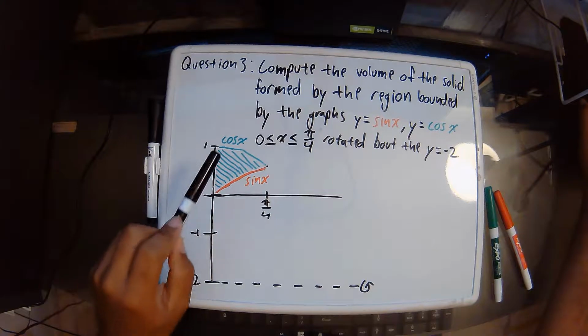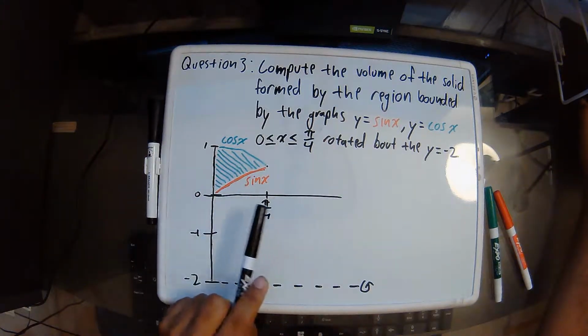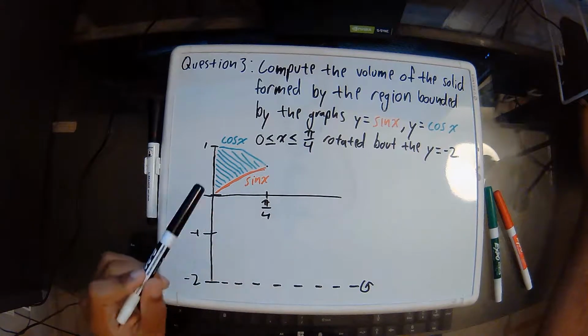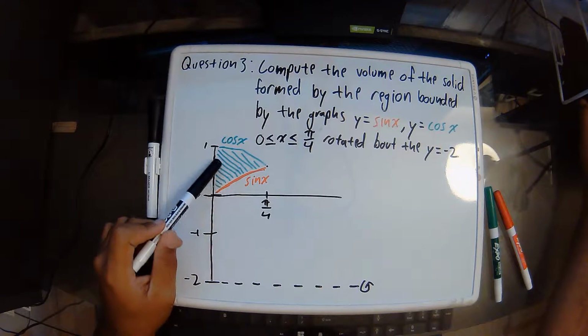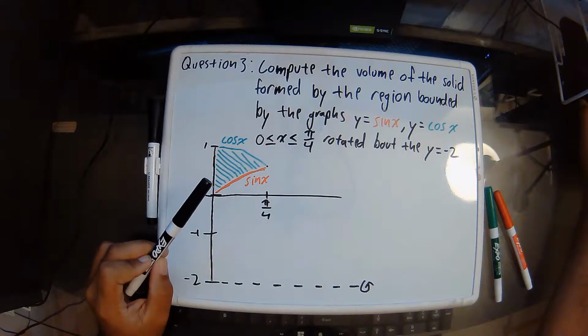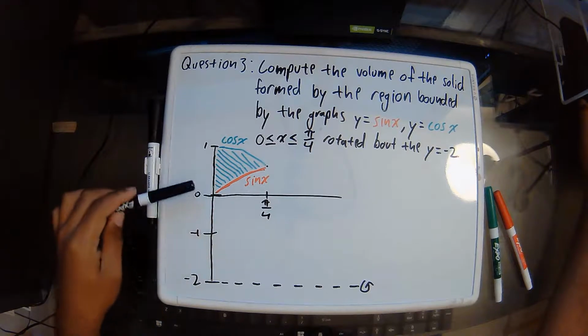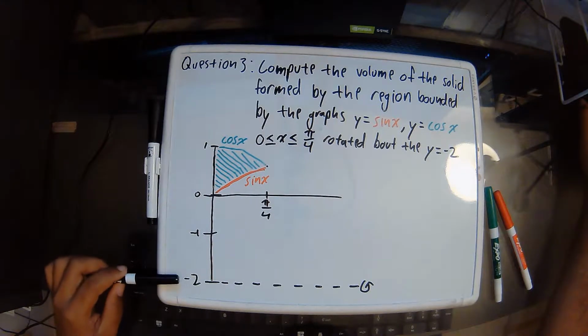As you can see, I've drawn cosine of x in green and sine of x in red. We have to get the region between them shown in these green slashes right here. However, we have to be careful and make note that we don't rotate about y equals 0. We have to rotate down here.